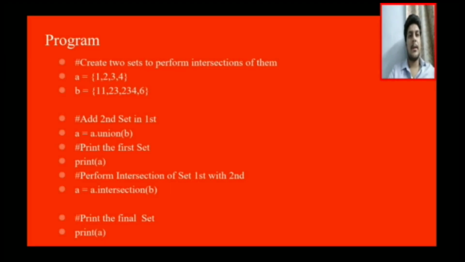So here is the program. As you can see, I have created two sets named A and B. First of all, I am combining the B set with the A set and printing the A set. Then I am performing the intersection operation on the A set again with the B set, and I am finally printing my A set to see the intersection operation.